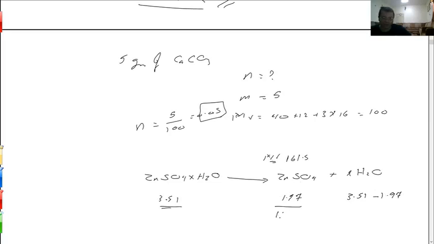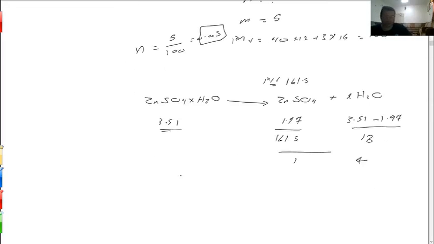And if you would like to find the number of moles here, you're going to find the molar mass, which is 161.5 for the zinc sulfate, and the molar mass of water, which is 18. And then you're going to find the simplest ratio. One zinc sulfate to, that's right, the number of moles of water, which you're going to find is 7. So the chemical compound will be ZnSO4.7H2O, for a question like this.